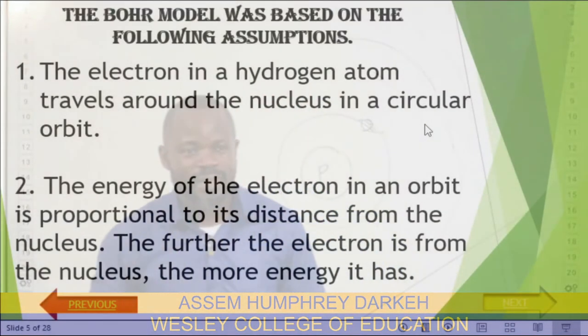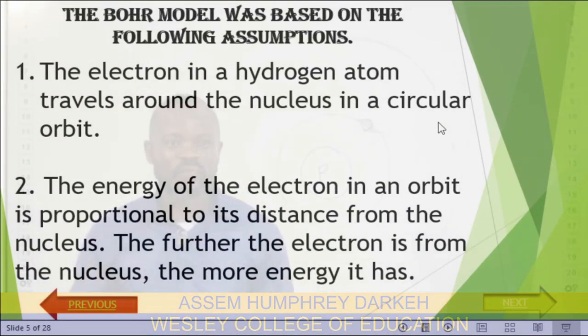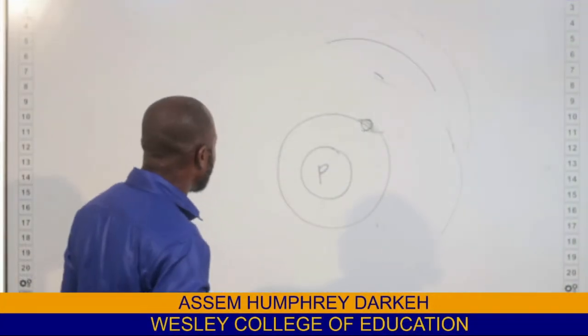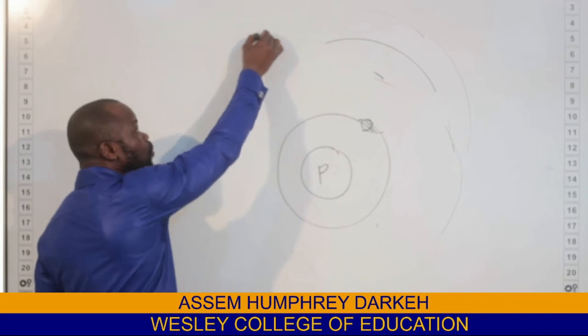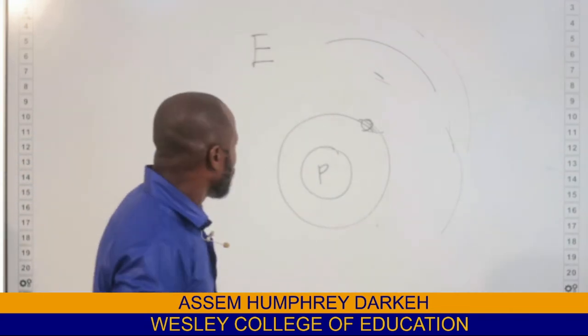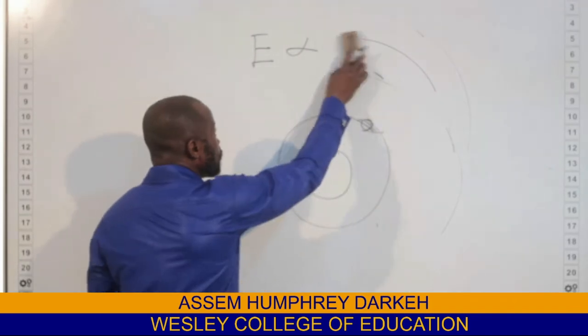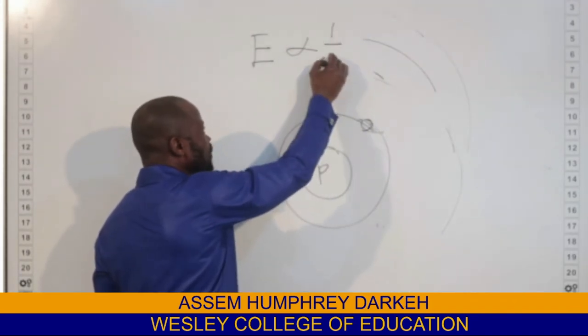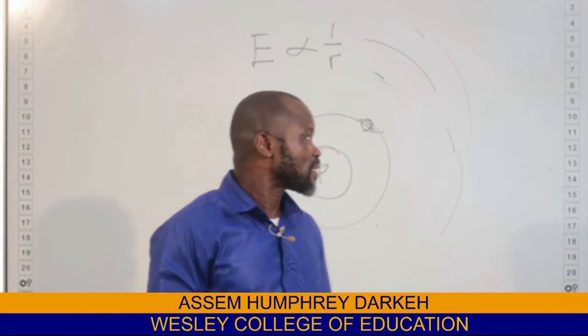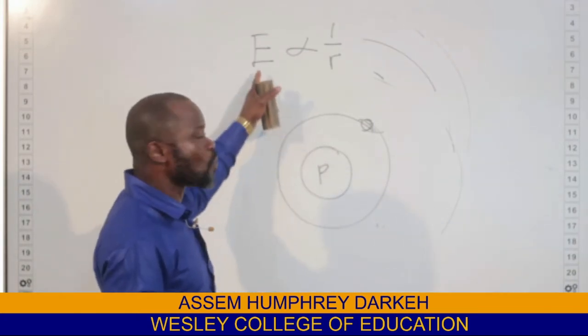Number two of his assumptions is that the energy of the electron in an orbit is proportional to its distance from the nucleus. The further the electron is from the nucleus, the more energy it has. This is a mathematical statement which we can put into writing by saying that if we let E represent the energy of the electron, then Bohr is saying that E is proportional to 1 over R, R being the distance. And that once the distance is far away from the nucleus, we have more energy. This is simple.